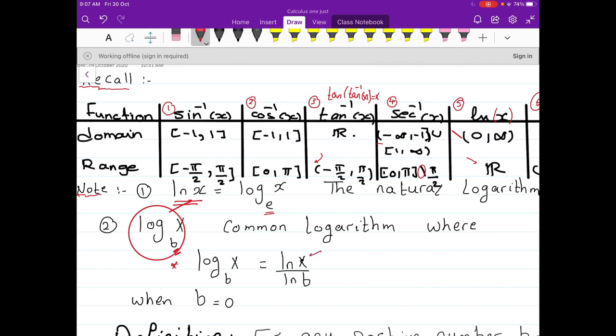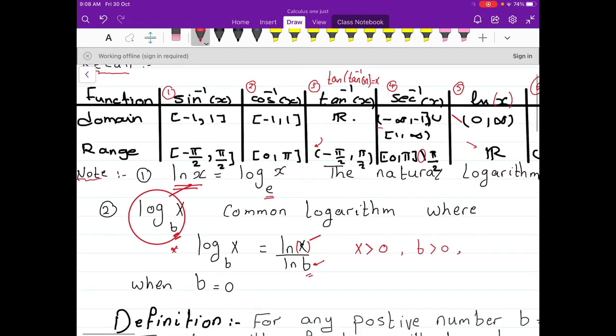Now what is the condition on x and b? x must be positive. Why? Since inside the ln must be positive. What is the condition for b? b must be positive and there is another condition: the denominator does not equal 0. So we have b does not equal 1, since if b equals 1 we have a problem. So the condition is x positive. That means the domain of log x for the base b is from 0 to infinity. What applies to ln applies to log: inside the log must be positive.